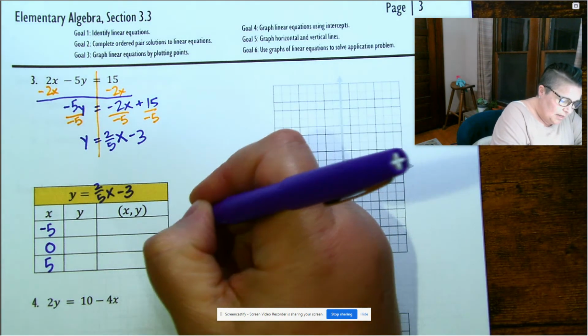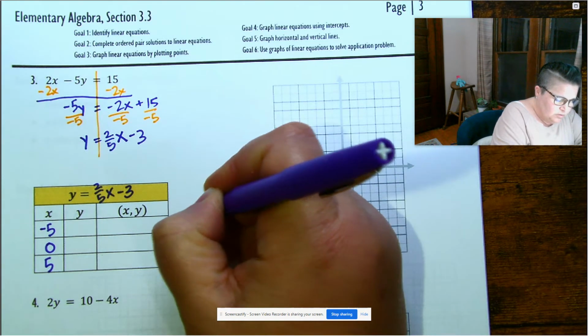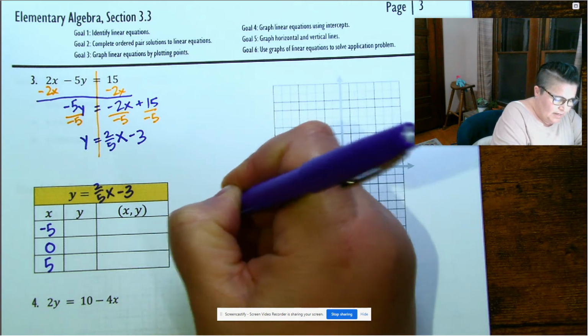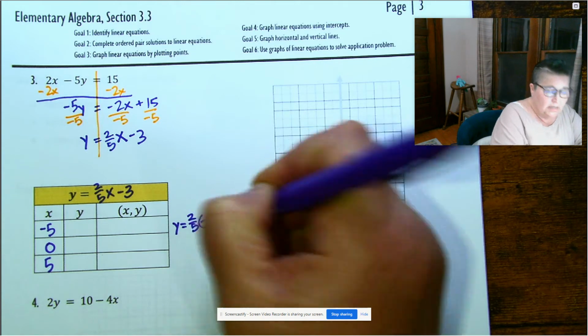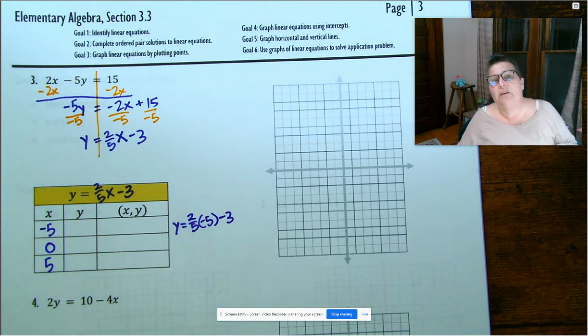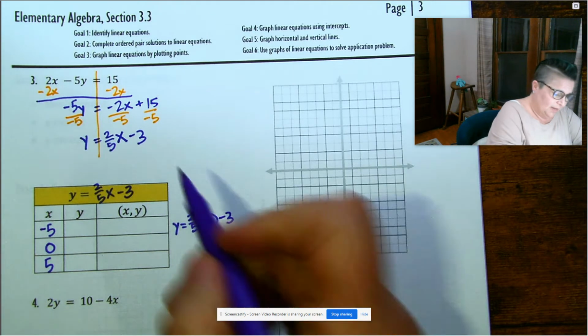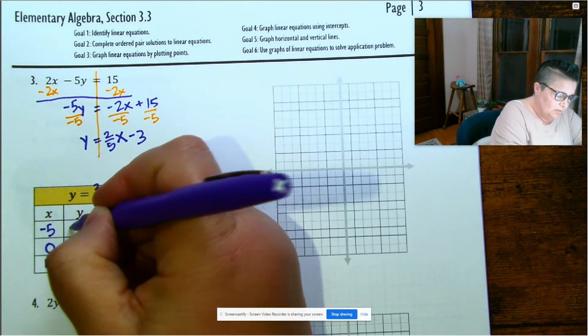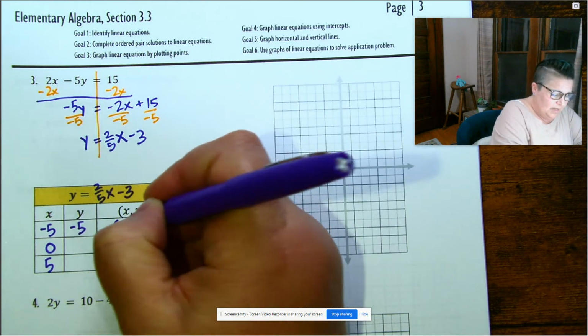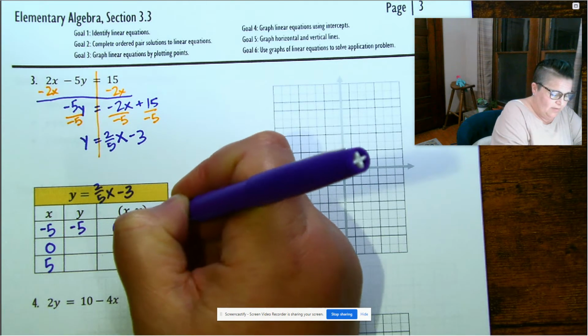Right? Now, I have y equals 2/5 of negative 5 minus 3. 2/5 of negative 5 is negative 2. So I have negative 2 minus 3 more. That's going to be negative 5. And I have a point to plot at (negative 5, negative 5).